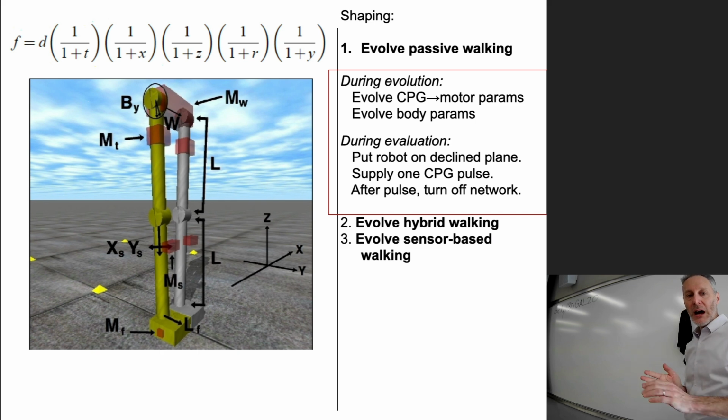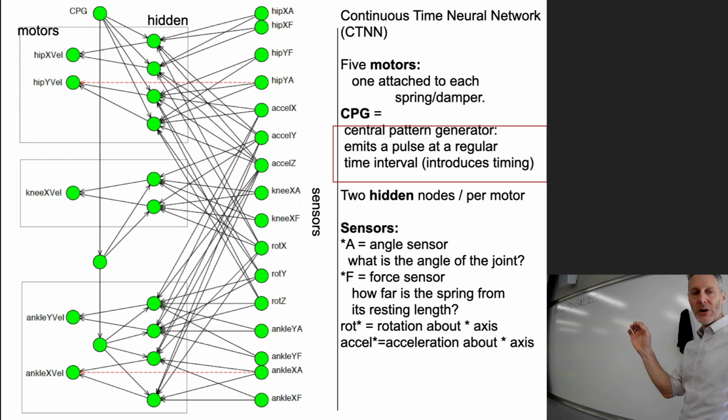So I mentioned that this evolutionary algorithm is going to play out in a bunch of stages. In stage 1, during the evolutionary process, they're going to evolve these 22 body or morphological parameters, and they're also going to evolve the synaptic weights that flow from the CPG, the central pattern generator, to the motors. So let's go back to the brain for a moment. They're going to evolve these synaptic weights that go from the CPG to the motor. These weights, and so on.